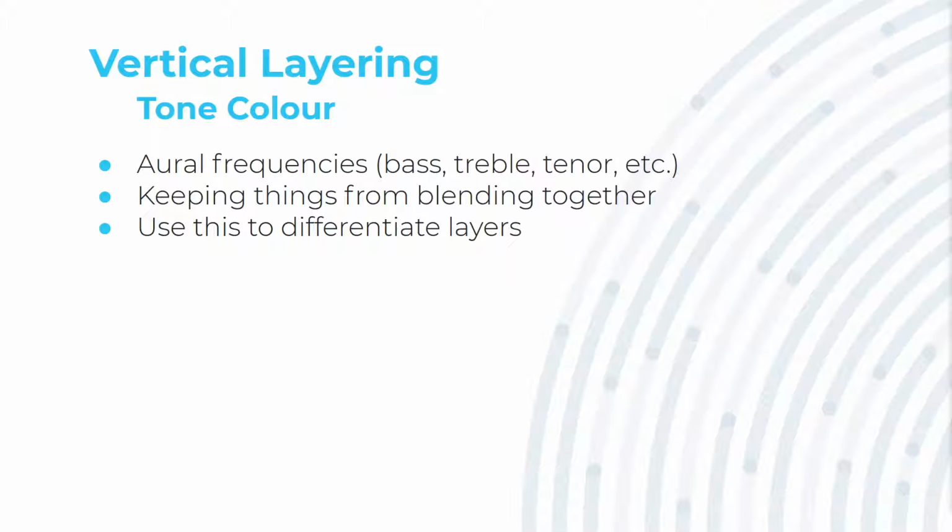So keeping each of these to their own layers is a good way of differentiating between them, and it keeps them from really blending together. For example, stick two bass sounds together and it'll get all mushy, whereas if you do a bass and a treble, that'll be a bit more distinct and you can tell which one's which. So you can use this to help differentiate layers.